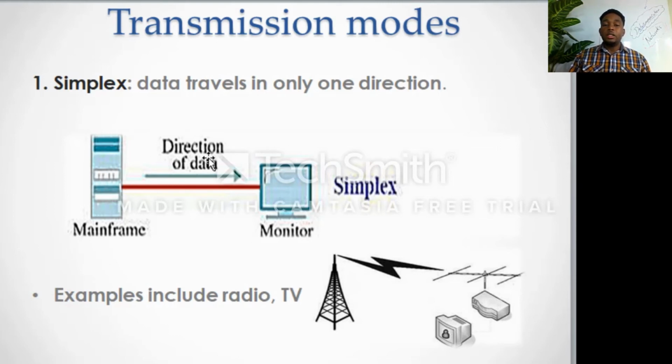Examples of devices are how data travels. We could look at our radio device, our television system. Data travels in only one direction, from the broadcasting station to the device. So remember now that simplex data travels in only one direction.